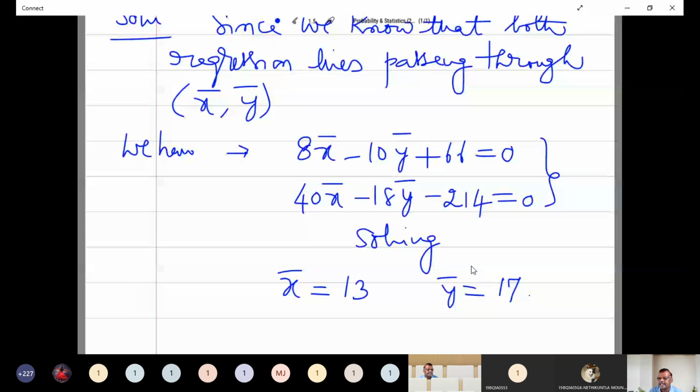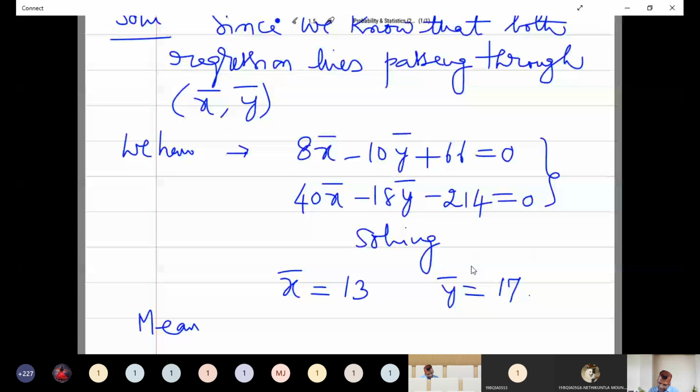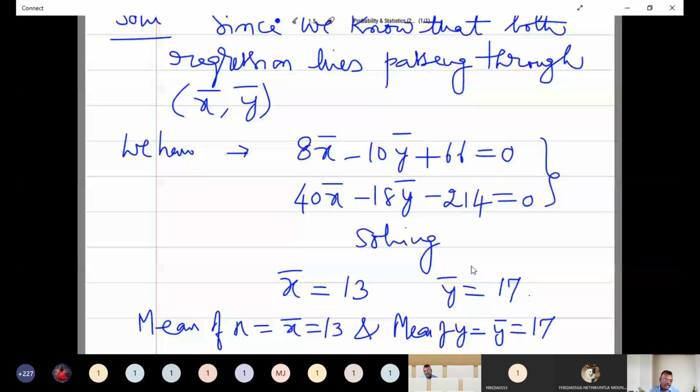13 and 17. Is it correct or not? Verify, all of you. Take a few minutes. Yes, sir. Therefore, mean of x, x bar, is equal to 13 and mean of y, y bar, is equal to 17. That is the first one. And again we need to find out the correlation coefficient. Shall I move to next page?